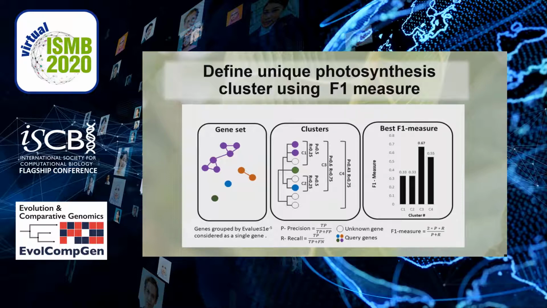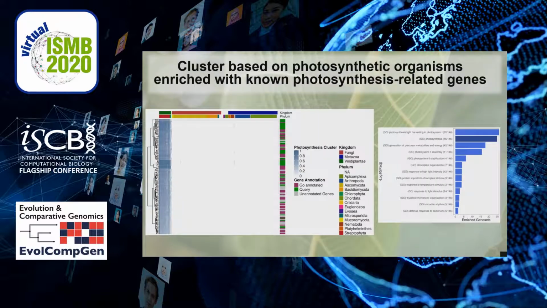Since the coevolution score is based on BLAST, there can be false positive results derived from genes with similar sequences. So we grouped together genes with similarity in their sequence and referred to each group as a single gene in our calculations. The cluster we found consists of known annotated and unannotated photosynthesis-related genes.